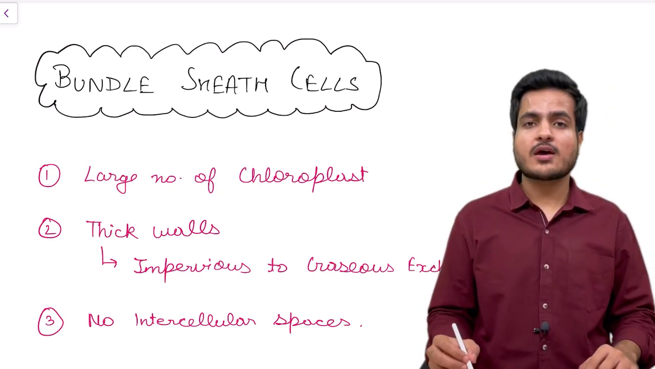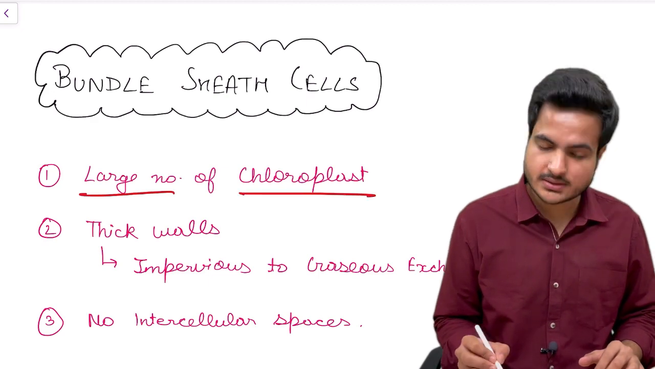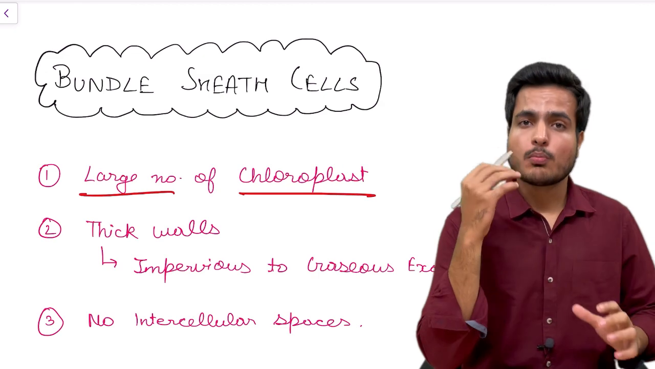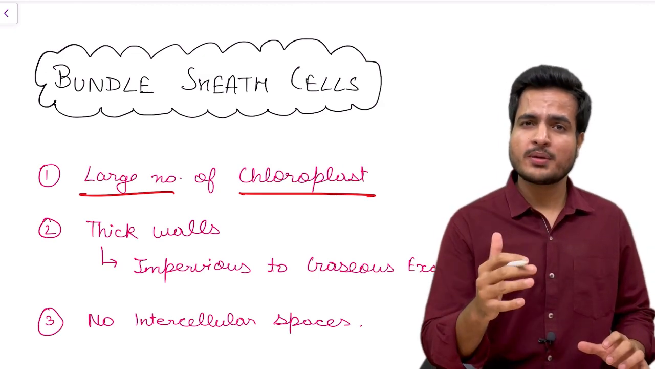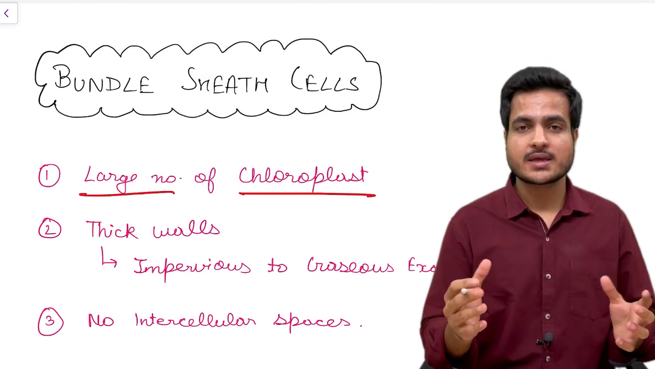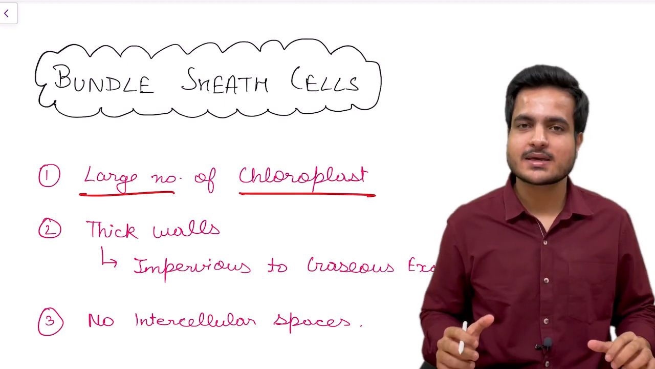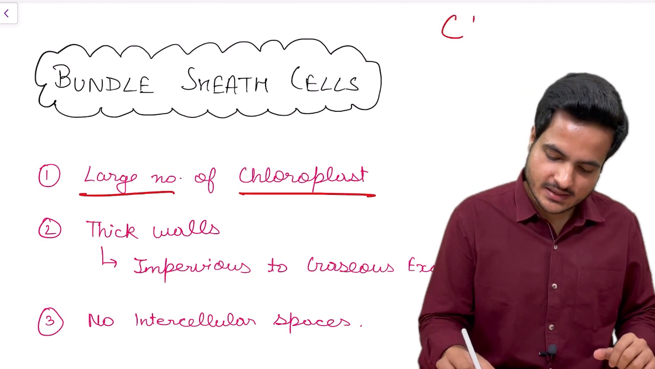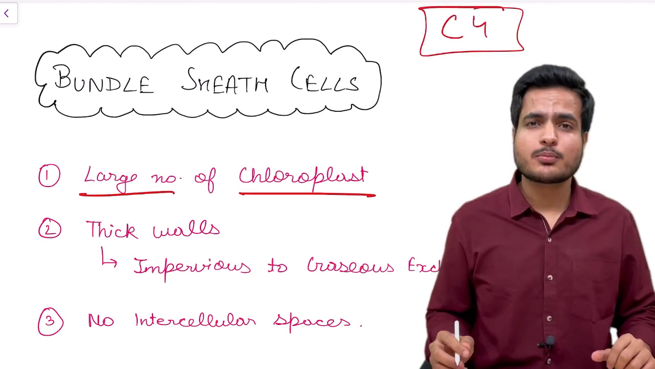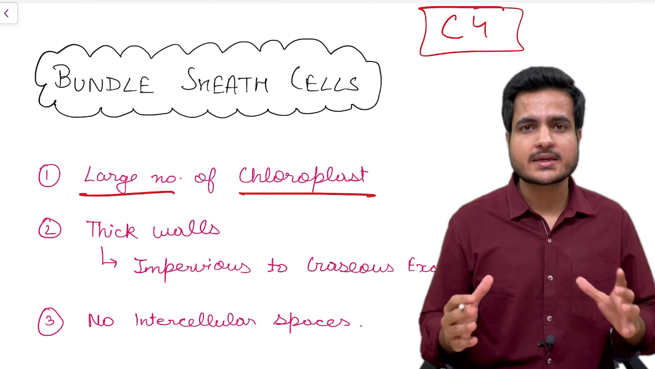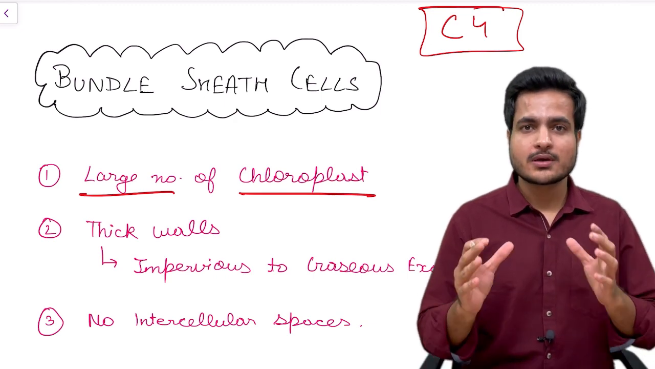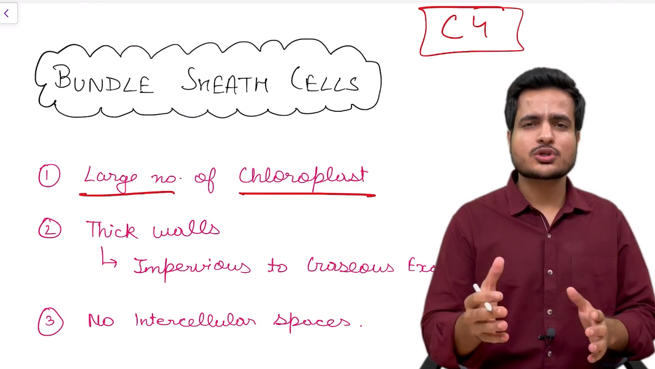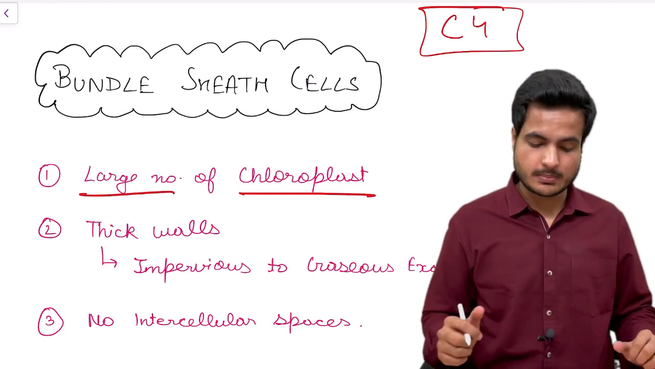Now coming to 3 important characteristic features of these cells in particular. These cells have a large number of chloroplasts, so they have more chlorophyll pigment. More chlorophyll pigment means higher photosynthesis, and if higher photosynthesis takes place, more glucose is produced. Therefore, we are saying that C4 plants have higher productivity of biomass, that is, they synthesize more glucose for the same duration of exposure to sunlight in comparison to C3 plants.